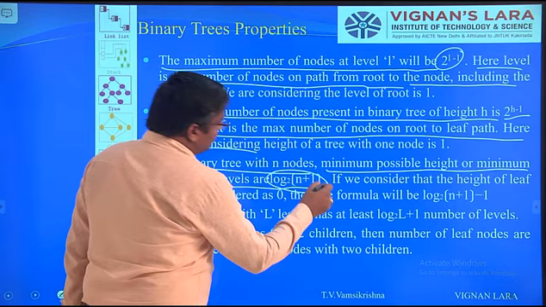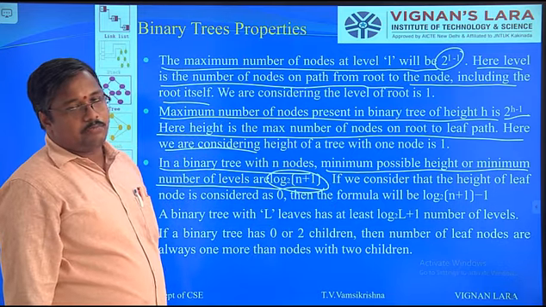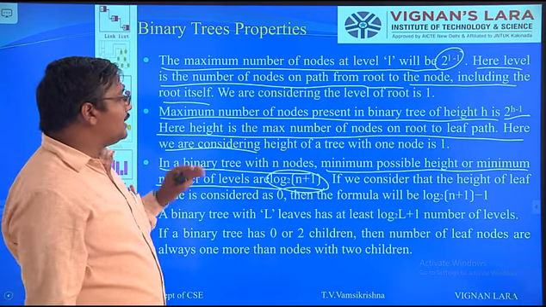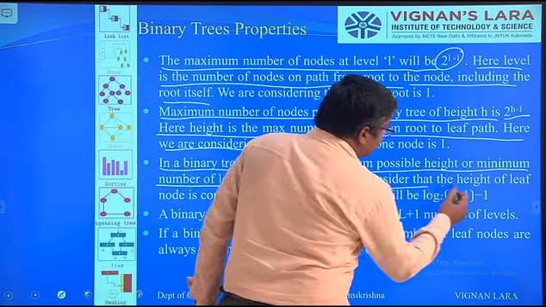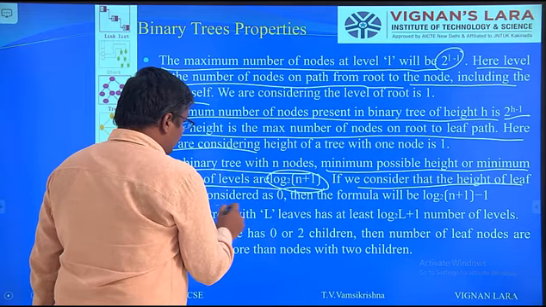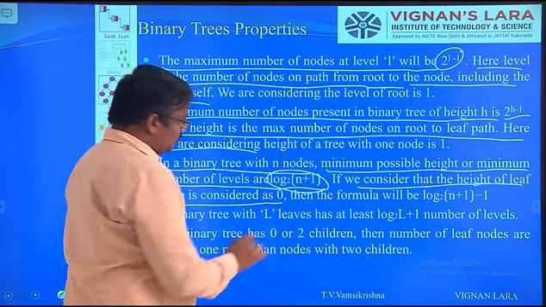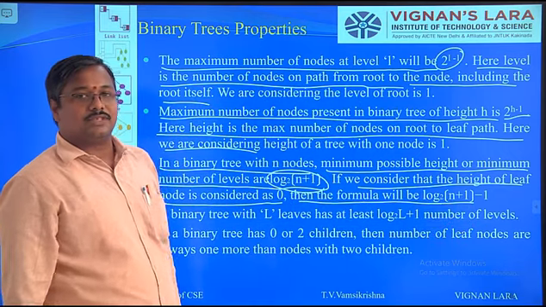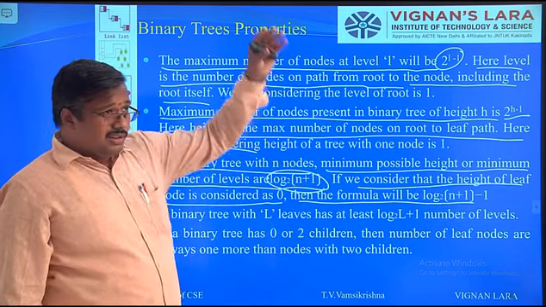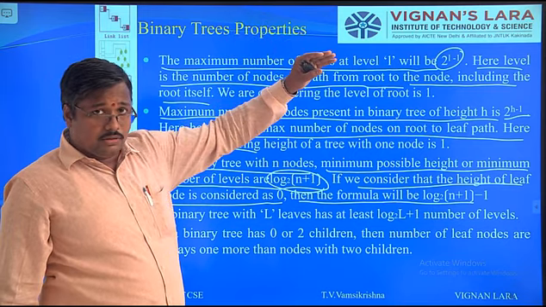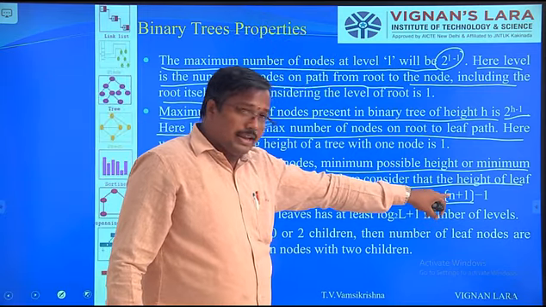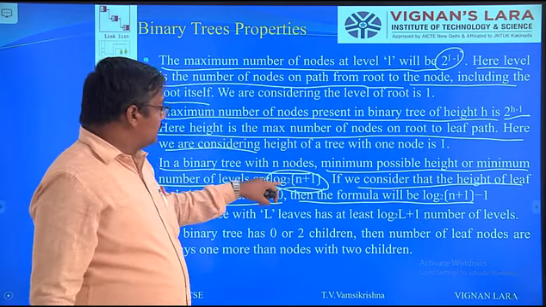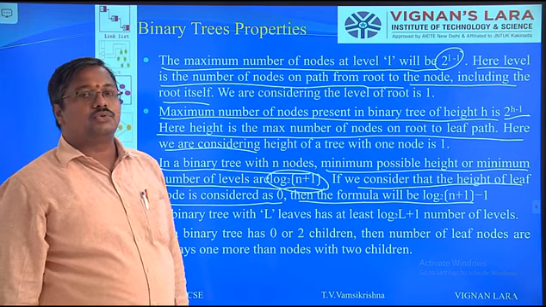Next, in a binary tree with n nodes, the minimum possible height or minimum number of levels is log of n plus 1 base 2. These are all our theorems. If we consider that the height of the leaf node is 0, then the formula will be log base 2 of n plus 1, minus 1. Means level number starting from 0, we consider as log of n plus 1 base 2 minus 1. If level starts from 1, simply log of n plus 1 base 2.